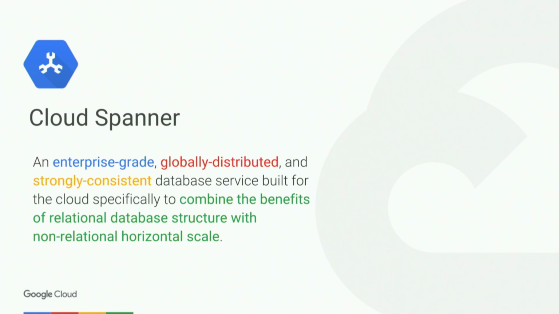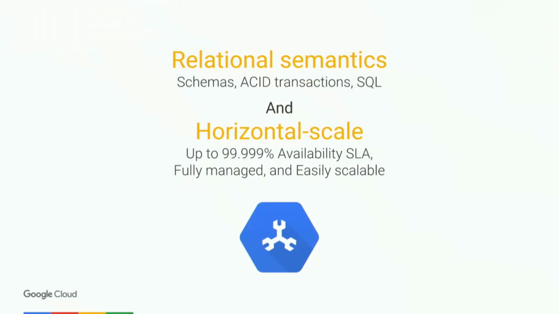So just to recap, what are the features of Google Cloud Spanner? It is an enterprise-grade database. It is globally distributed. It is strongly consistent. We don't sacrifice anything there. And you combine the benefits of a relational database with the horizontal scale. So you get a lot of the features that you're familiar with from a traditional relational database, things like ACID transactions, things like the structured query language, and you also get an SLA from us that is up to 5 nines of uptime. So this is about 23 seconds per month that we allow as downtime.